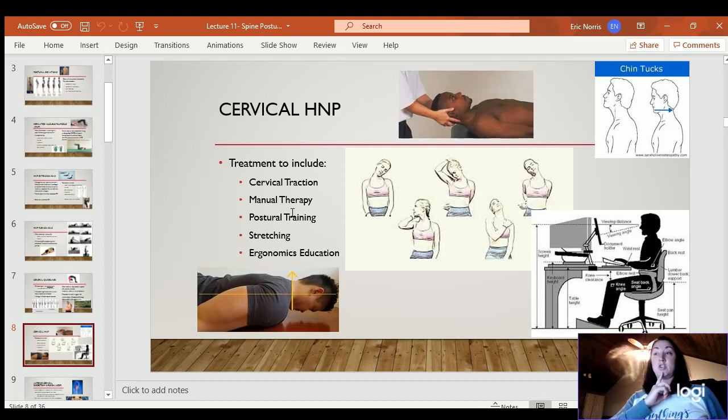So that would be a chin tuck. That's going to be the best exercise for you. For a chin tuck, you kind of go back and give yourself a double chin. This is a progression to go against gravity. That would be a prone chin tuck to go against gravity.